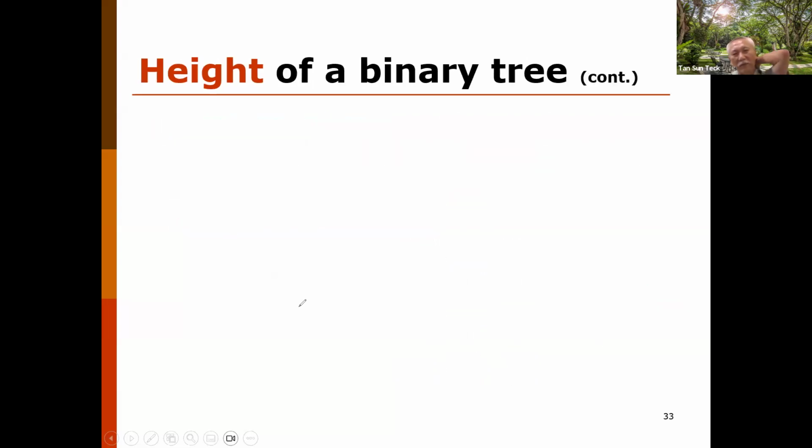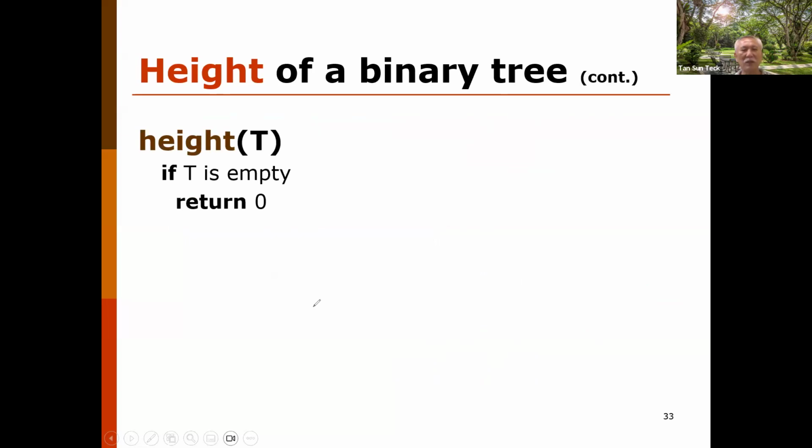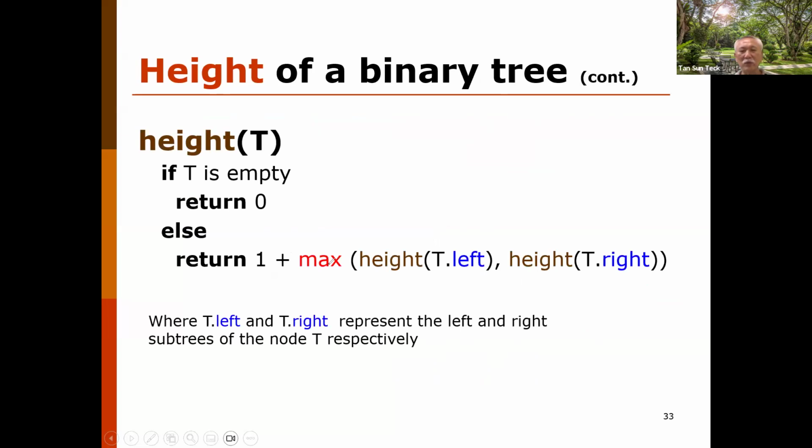And the height of a binary tree, how do you find it, if you have to write a program to do it? The height of the tree is equal to 0 if it is empty. Otherwise, you add 1 to the maximum of the height of the left subtree and the height of the right subtree. So you find the maximum and add 1 to it, and that gives you the height of the whole tree. T left and T right represent the left and right subtrees of node T respectively. Okay, so it's actually quite simple.